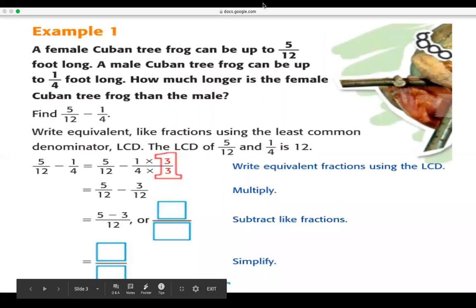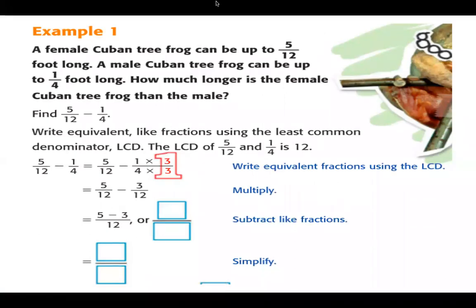Okay, so example 1. A female Cuban tree frog can be up to 5/12 foot long. A male Cuban tree frog can be up to 1/4 of a foot long. How much longer is the female Cuban tree frog than the male? So remember, this key here is when we're comparing how much longer, that's what tells us we're going to subtract here. So we're taking 5/12 and subtracting 1/4 to see how much longer that female Cuban tree frog is.